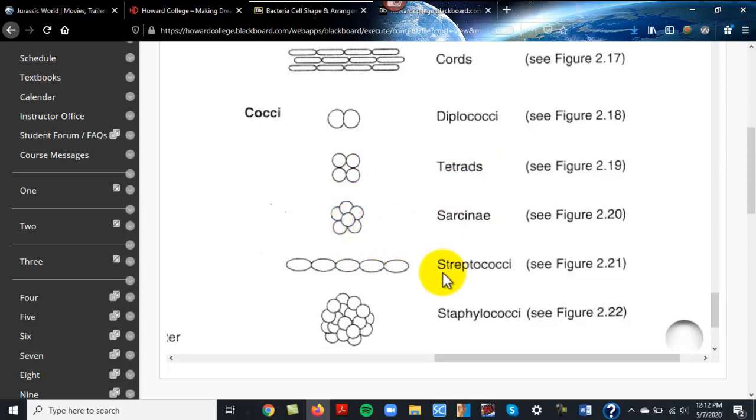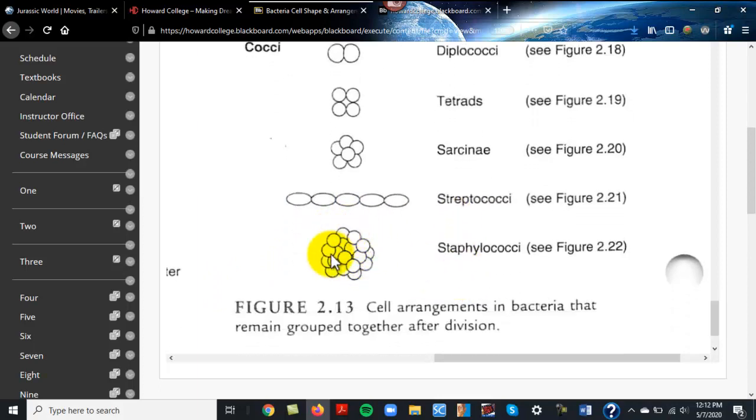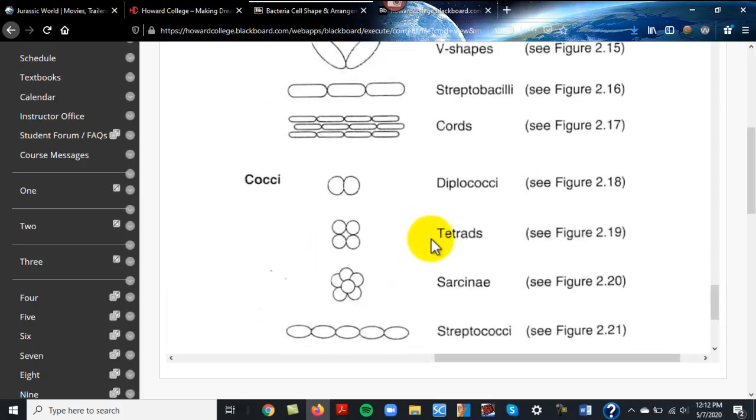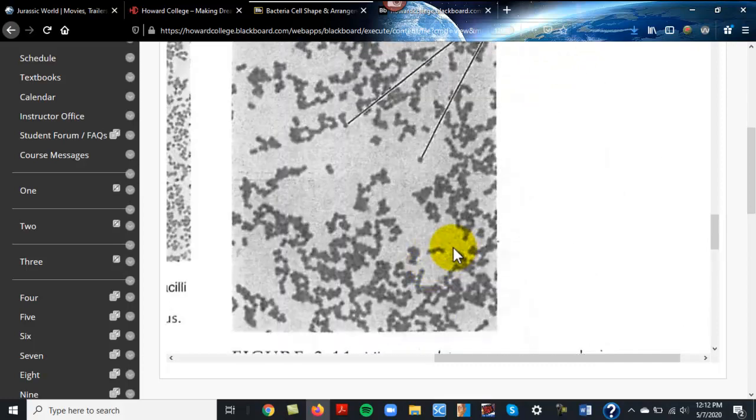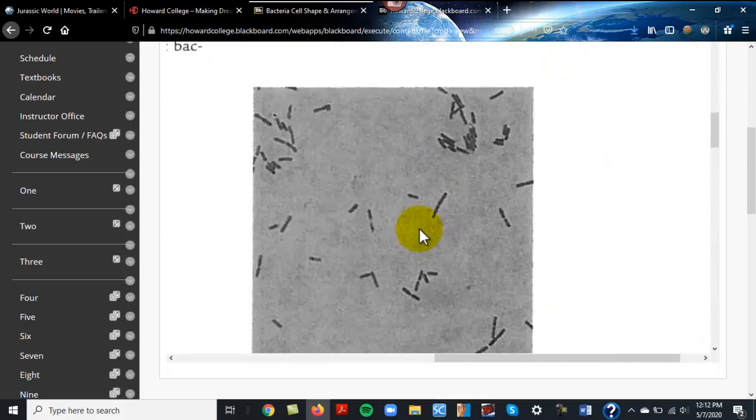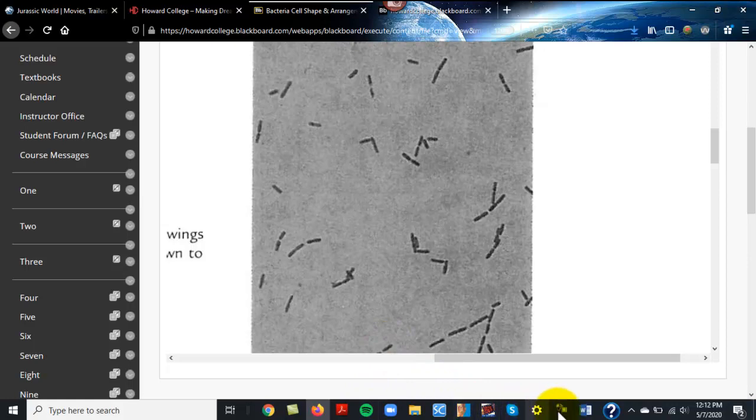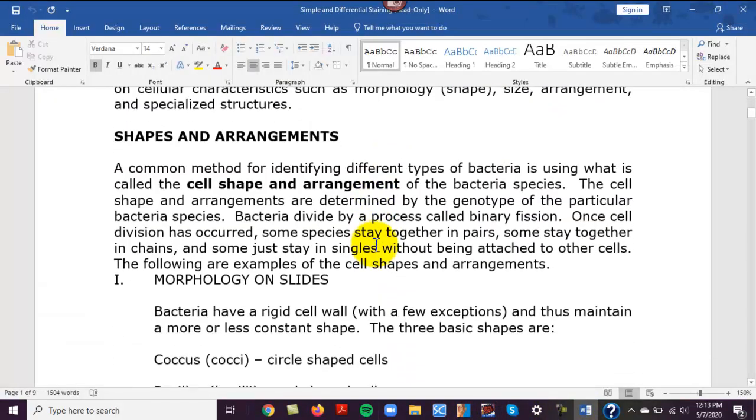A streptococci, and you've heard of that. Streptococcus, strep throat. That's an actual genus of bacteria, but in this case, we're talking about what's called the arrangement. And so this is a streptococci. Here is a staphylococci, which is a grape-like cluster. And that's what you would do. With a simple stain, you can tell cell shapes and the arrangements. So I'm going to go to our outline.